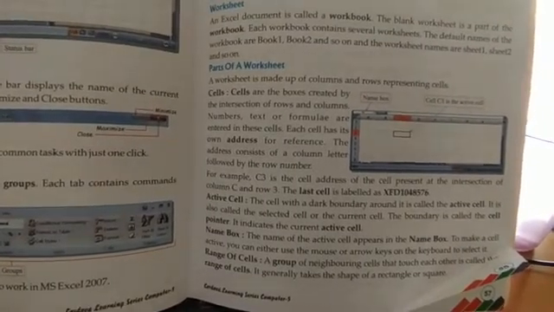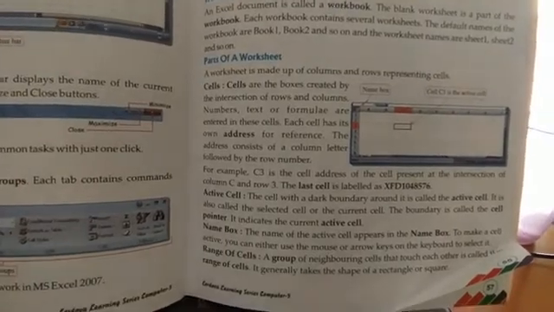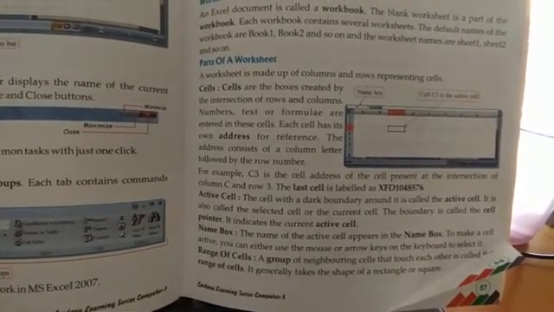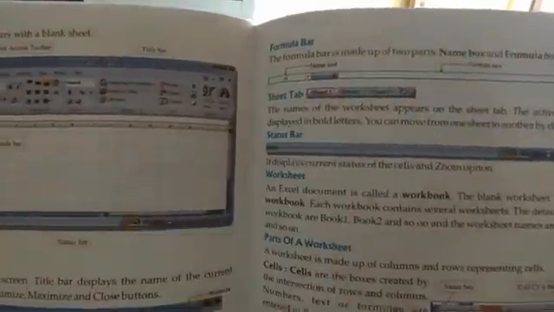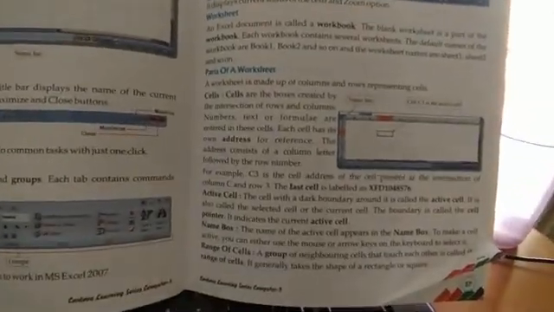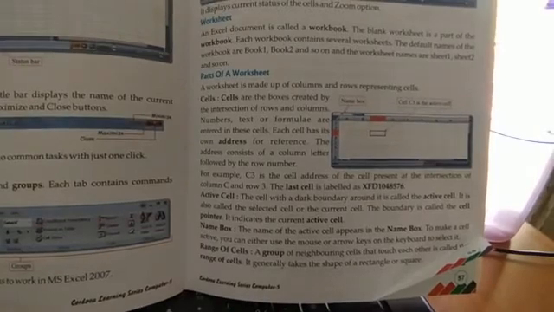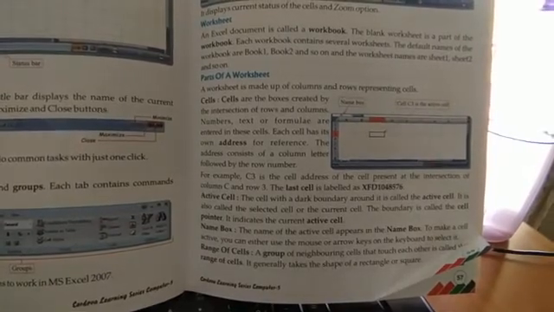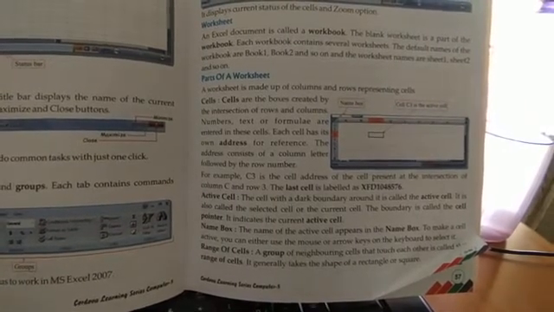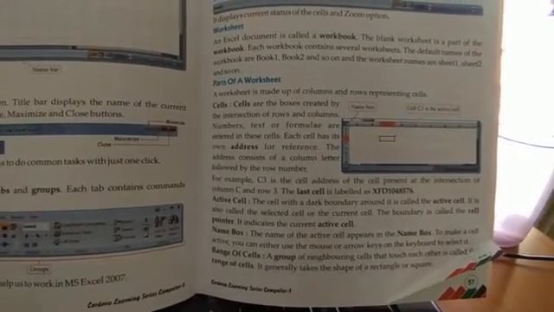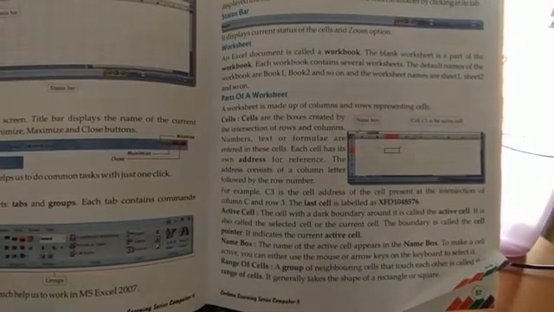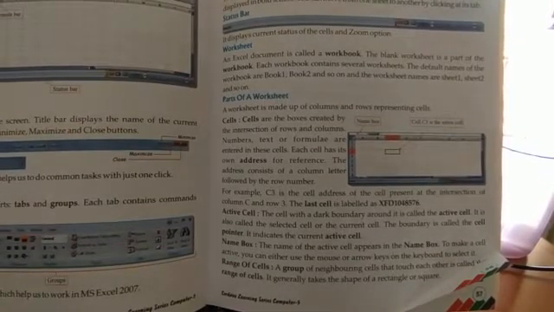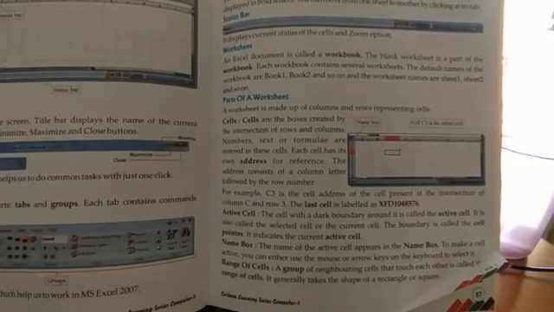Okay, now name box. The name of the active cell appears in the name box. You can see that there is a name box. You will find the selected cell address in this name box. Okay, and to make a cell active, you can either use the mouse or arrow keys on the keyboard to select it. Yes students, if you want to select any cell in Excel, you can use your mouse by clicking, or you can use your keyboard arrow keys to select these cells.